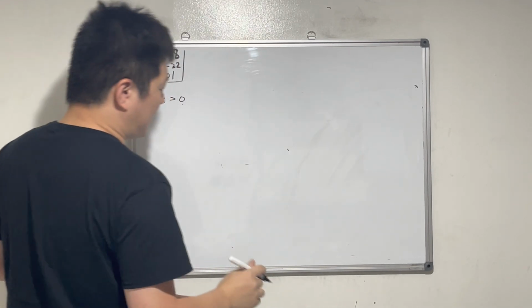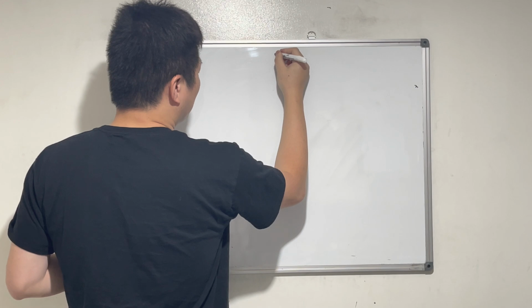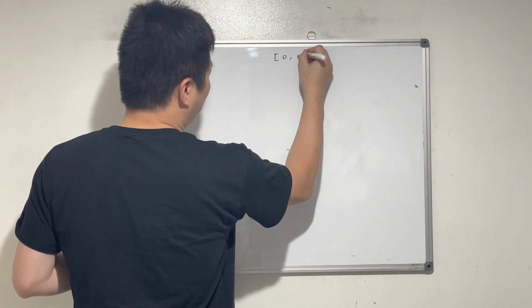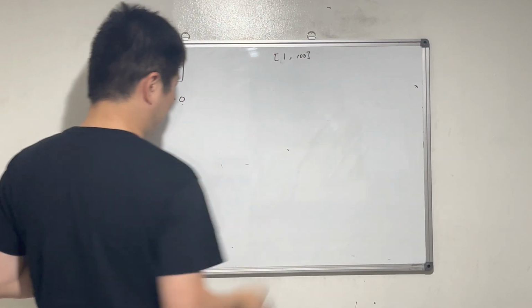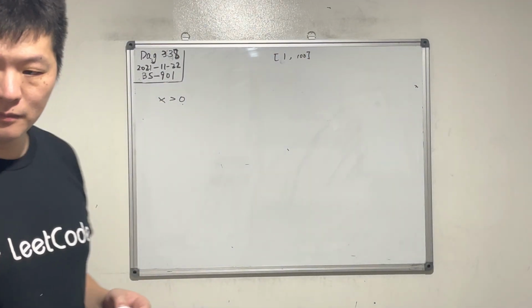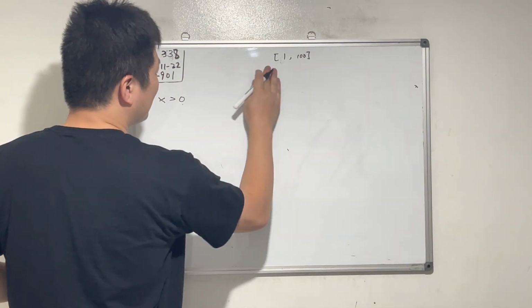So how many of these kind of numbers are there from 0 to 100, okay? But we're saying we don't need to consider 0, so let's say from 1 to 100. Last time I counted 17. 17, okay, so can you count it again?